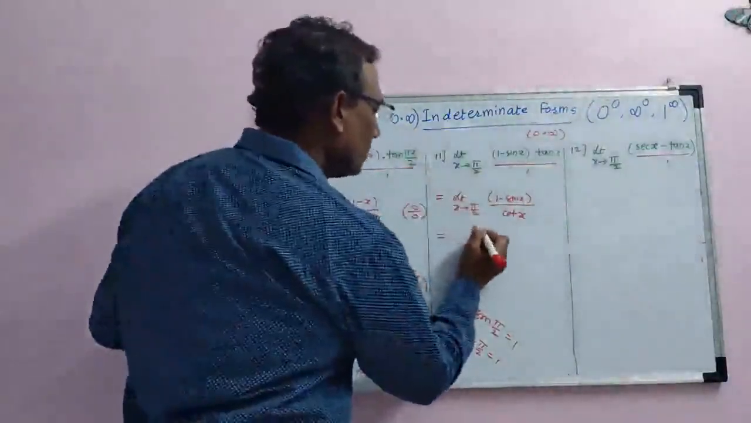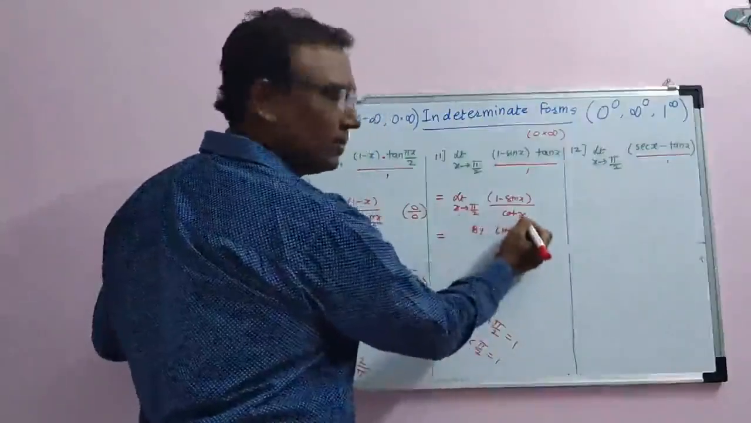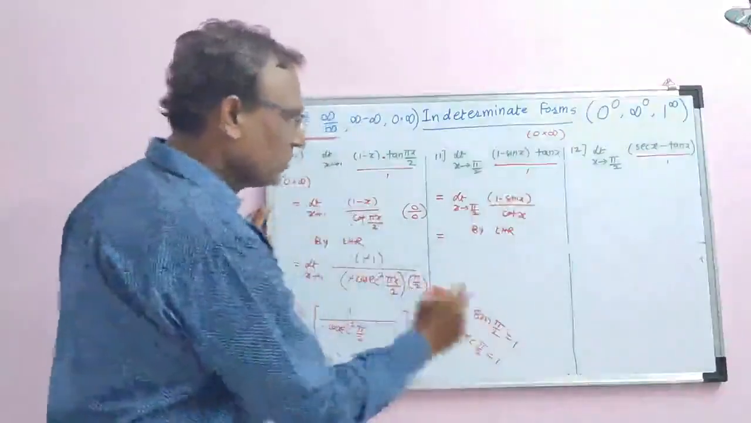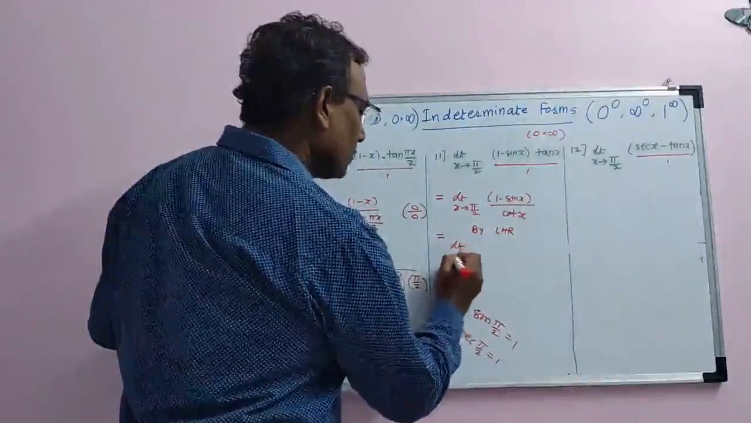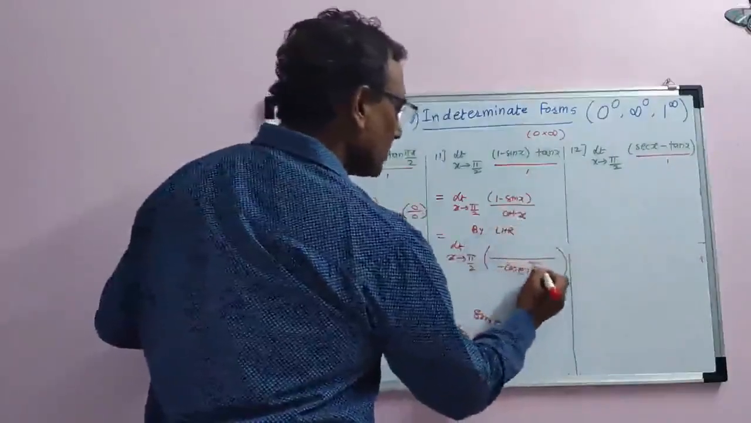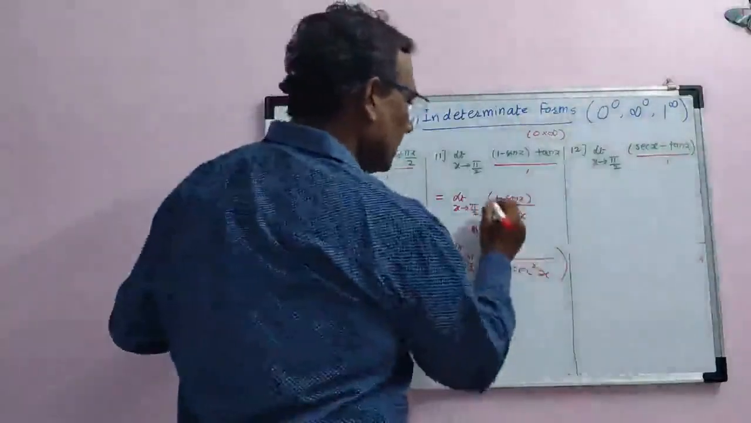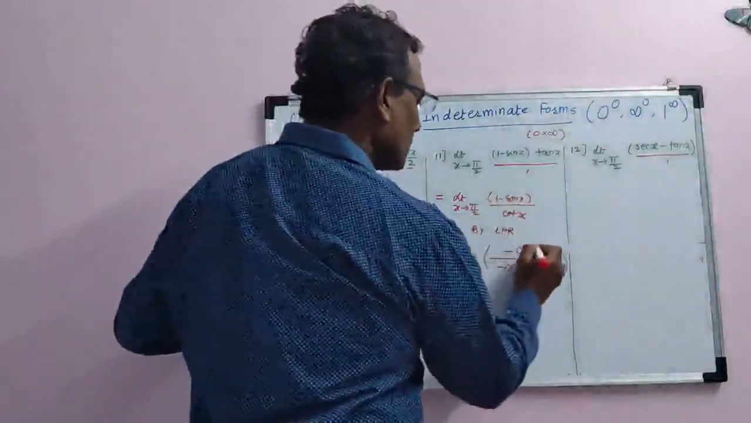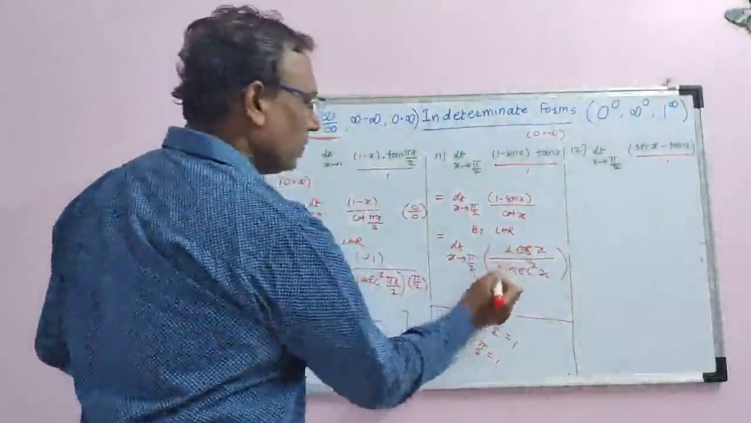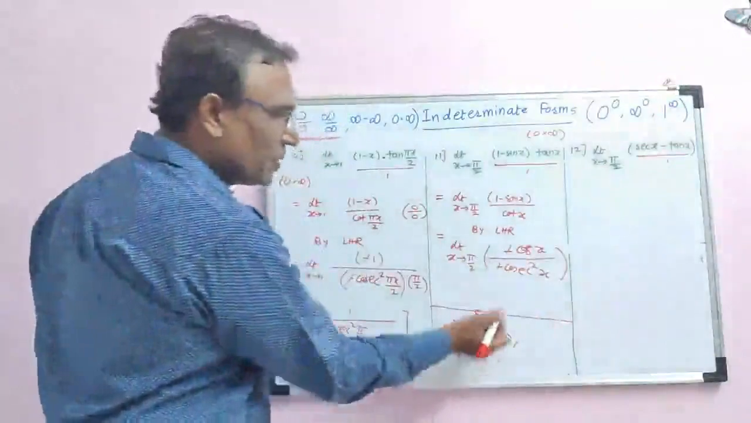Now by L'Hospital rule, because cot pi by 2 is 0 and 1 minus 1 is 0, because sin pi by 2 is 1. Limit x tends to pi by 2. Derivative of this is what? Minus cosec square x. Derivative of 1 is 0. Derivative of this is cos x. Then if you put, minus minus cancel, what is cosec pi by 2? Cosec pi by 2 is 1.